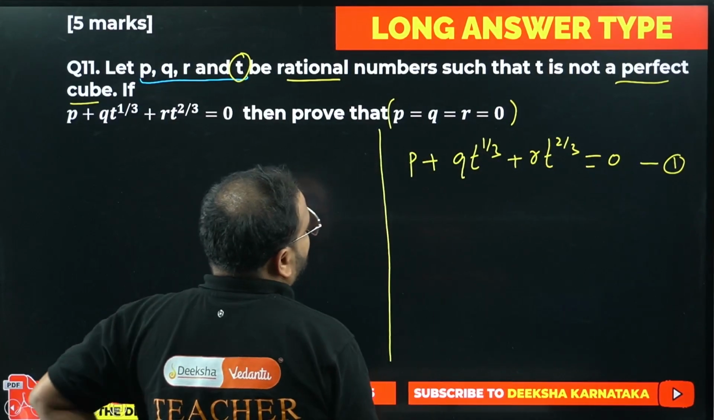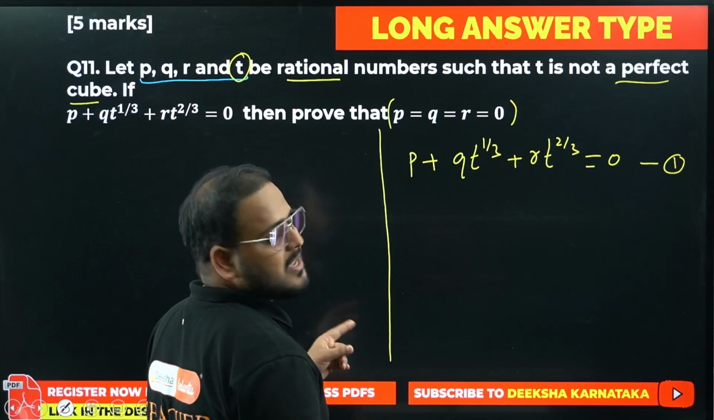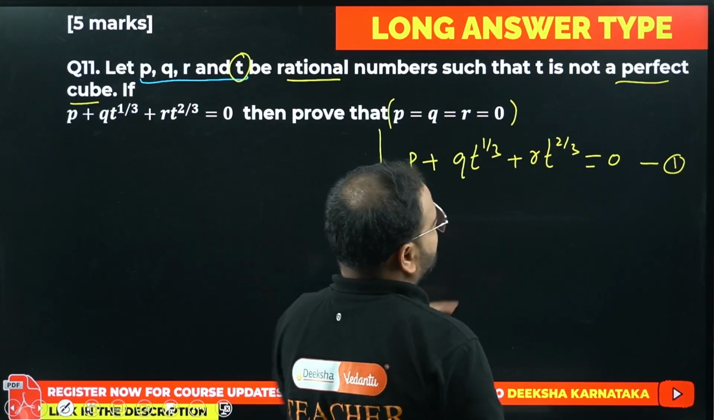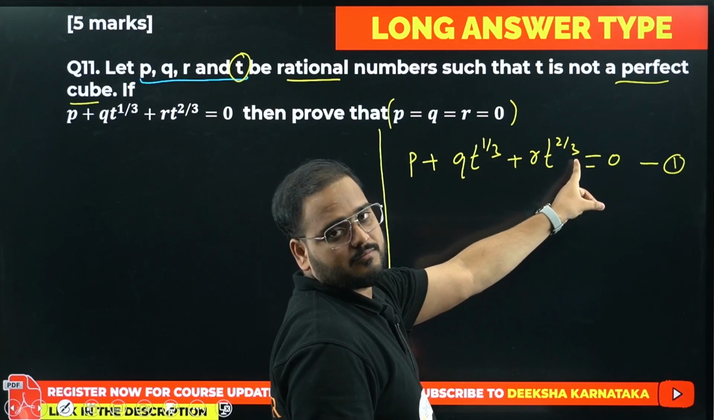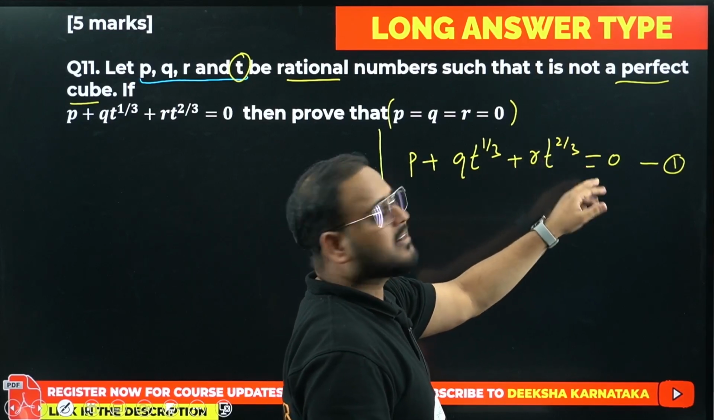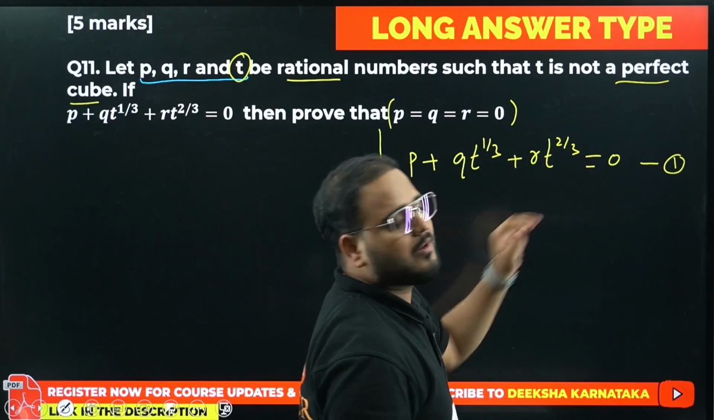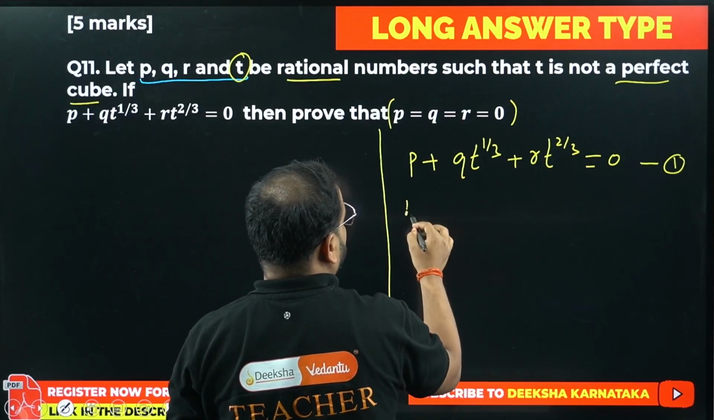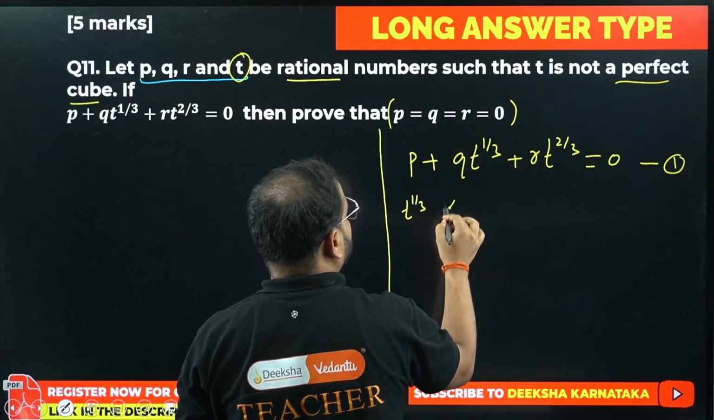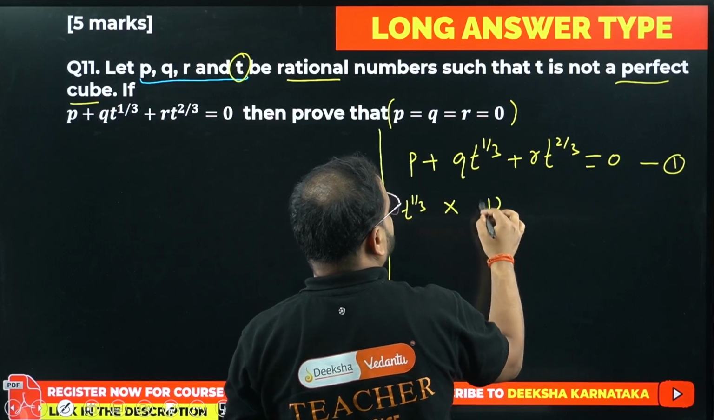Next, what I'm going to do, I'm going to multiply this with T power 1 by 3. Reason being, if you multiply with T power 1 by 3, this will become 3 by 3. Same base, power will get added. So 3 by 3 means T power 1 will become. So multiply T power 1 by 3 to the equation number 1.